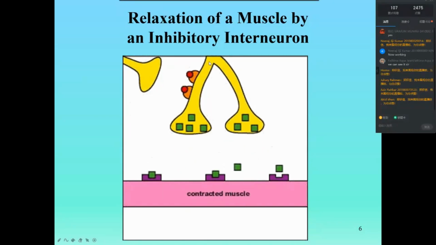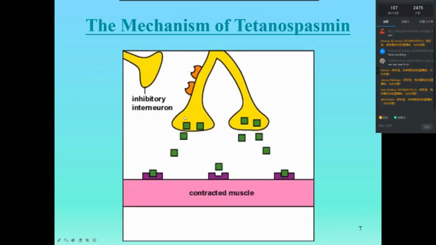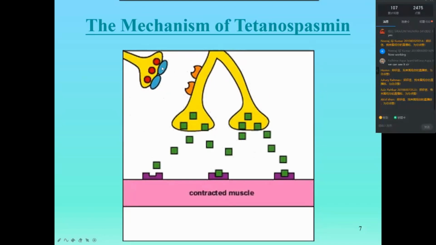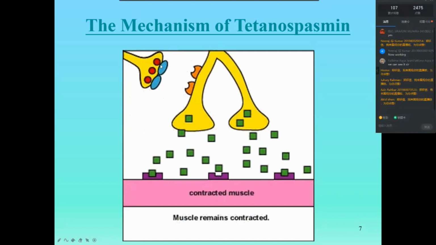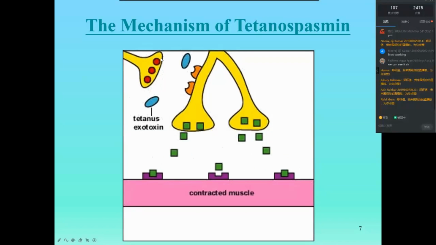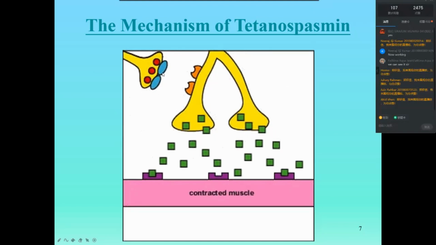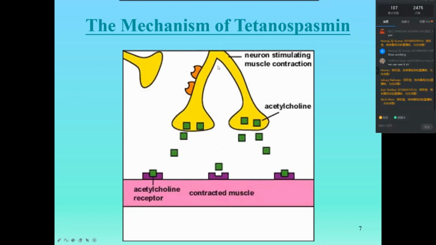But once there is toxin from tetanus, this is another slide. This is the toxin from tetanus. This tetanus exotoxin can bind to the inhibitory neuron and block the release of the red transmitter. So that means at this moment, the motor neuron cannot be inhibited.